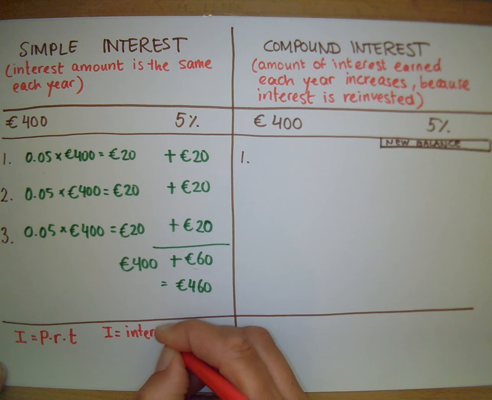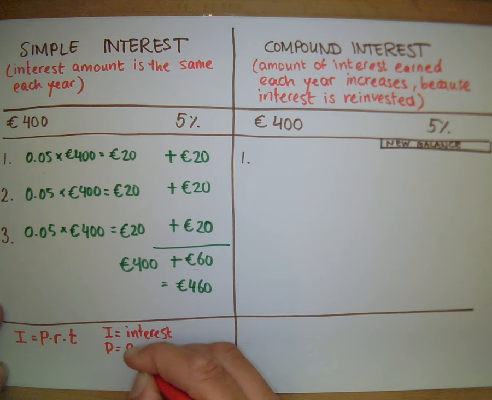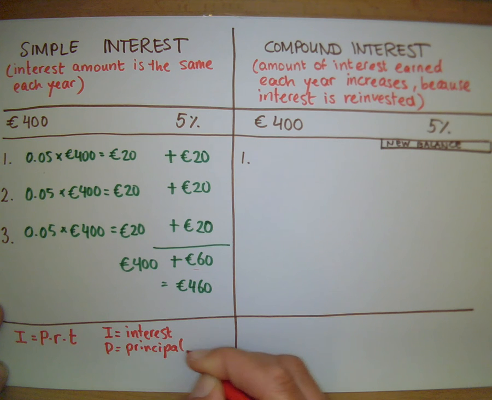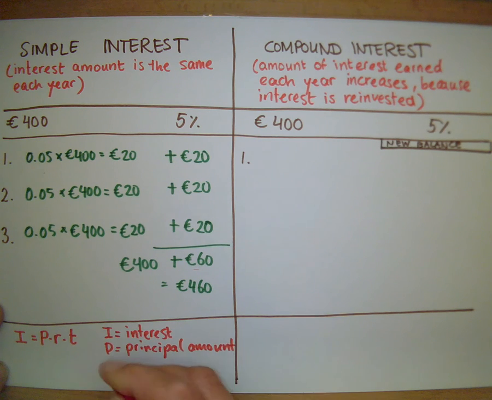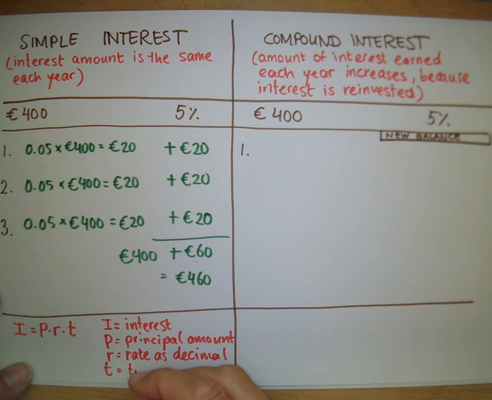I is the interest earned, P is the principal amount, R is the interest rate as a decimal, and T is time in years, because your interest rate will also be per year, so your time is also going to be whole years, right? And this gives us the interest earned, so the 60 euros.